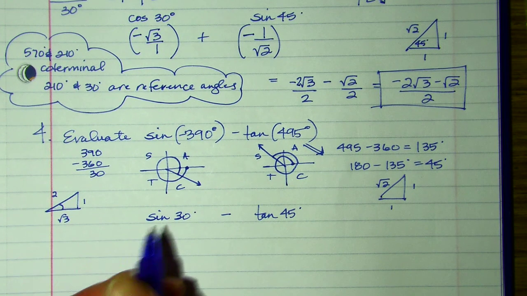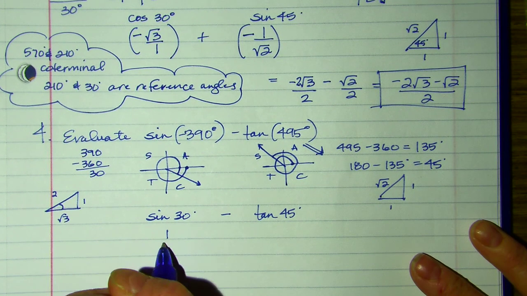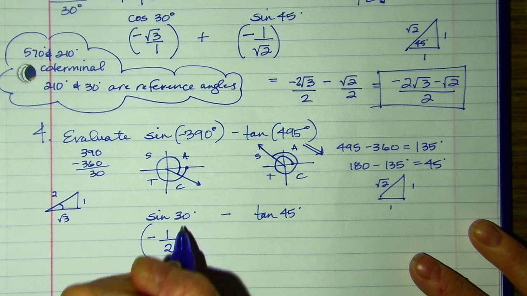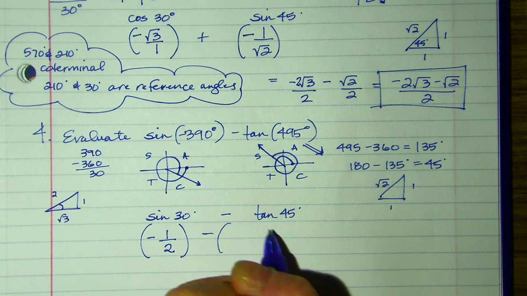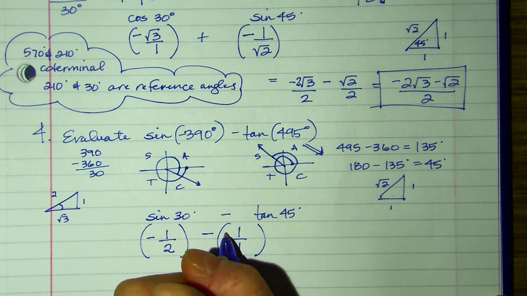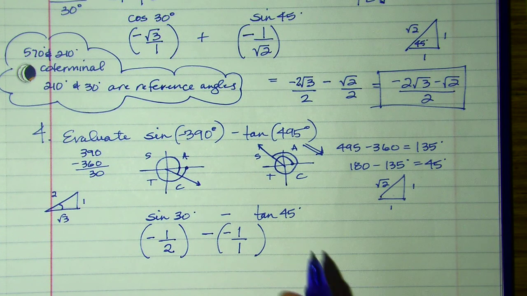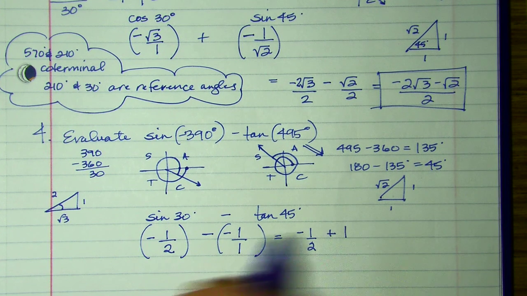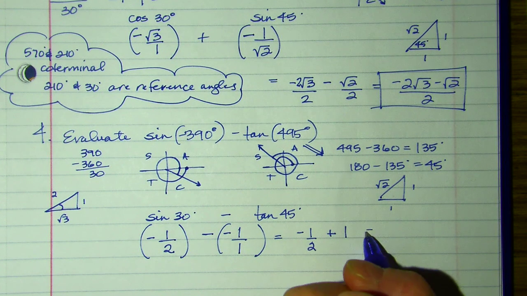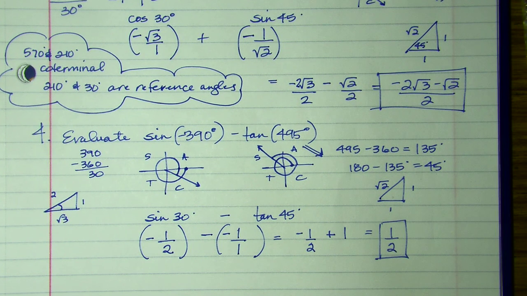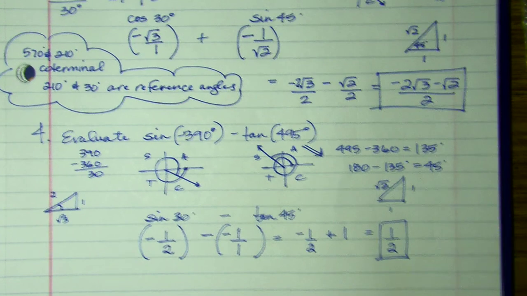Okay, so the sine of 30 degrees is opposite over hypotenuse, but I was in quadrant 4, so I'm negative. Minus, now I'm doing the tangent of 45, which is 1 over 1, but I was in quadrant 2, so I'm also negative. So I have negative 1/2 plus 1, right? 2 negatives make a positive, which gives me positive 1/2 as an answer. Okay, so that is 4 different examples. Please use these to help you.